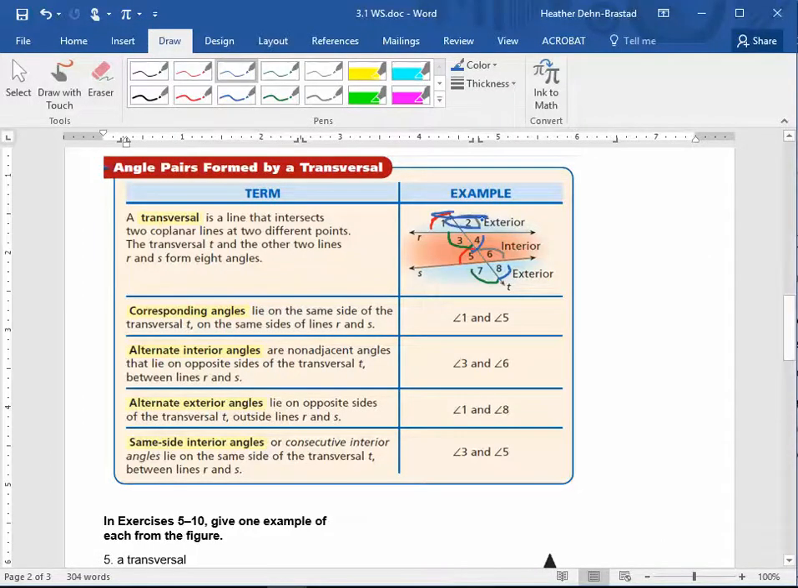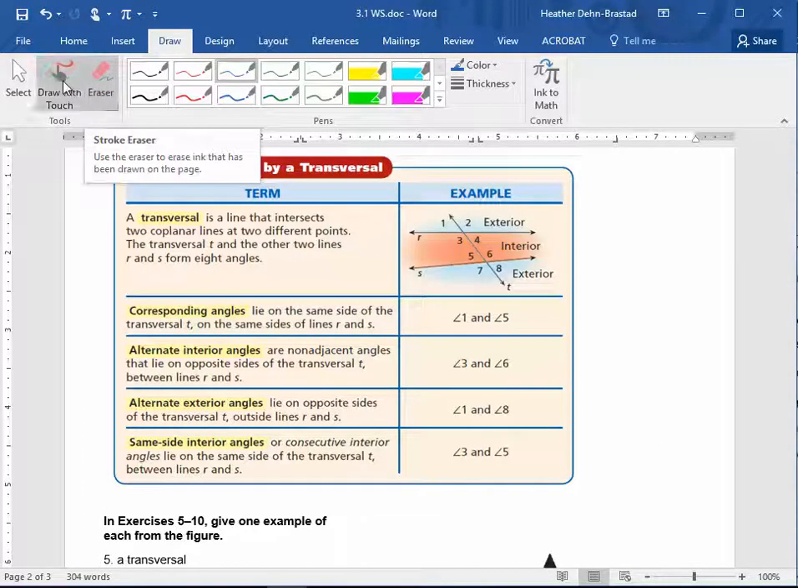Now for the next part, we're going to talk about alternate interior angles. Alternate means on either side of the transversal. One's on the left side, one's on the right side. Interior means between the pair of lines. So alternate interior would be angle 5 and angle 4. Or, as they used for an example, angle 3 and angle 6. So there's only 2 pairs of alternate interior angles.